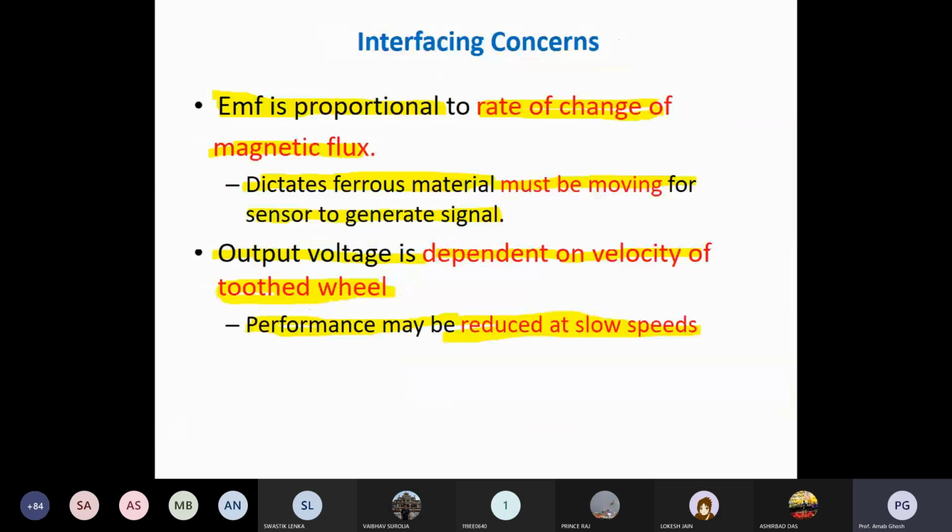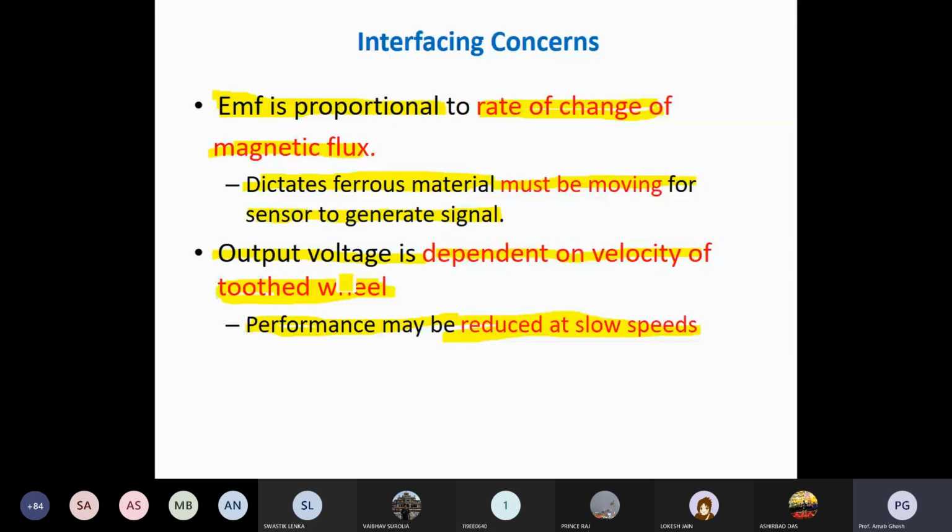With fast rotation, the cutoff flux will be different. If it is rotating very fast, you will get a very fast cutoff flux. That's the concept. Performance may be reduced with slow speed. If that fastness is there, you will get a better value, meaning a high EMF value. If it is moving at less speed, you will get a lower EMF value, depending upon the velocity of your tooth wheel.